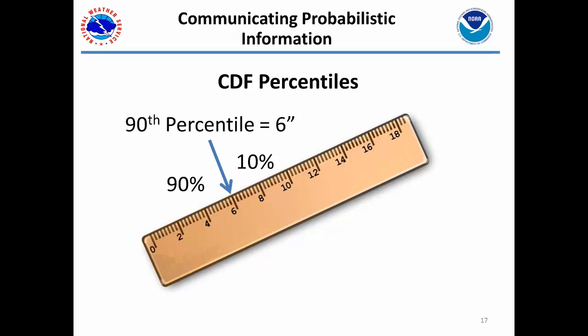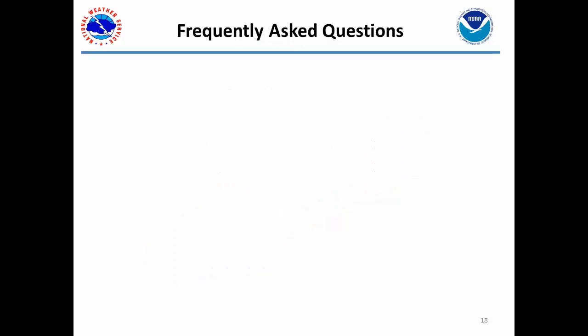We also create so-called CDF percentiles. These provide a single value which shows a certain probability of not exceeding. So, for example, if the 90th percentile was equal to 6 inches, that would mean there's a 90% chance that the observed accumulation will be below 6 inches, and conversely, a 10% chance that the accumulation will be above 6 inches. So that gives an overview of how we create our probabilistic guidance information.